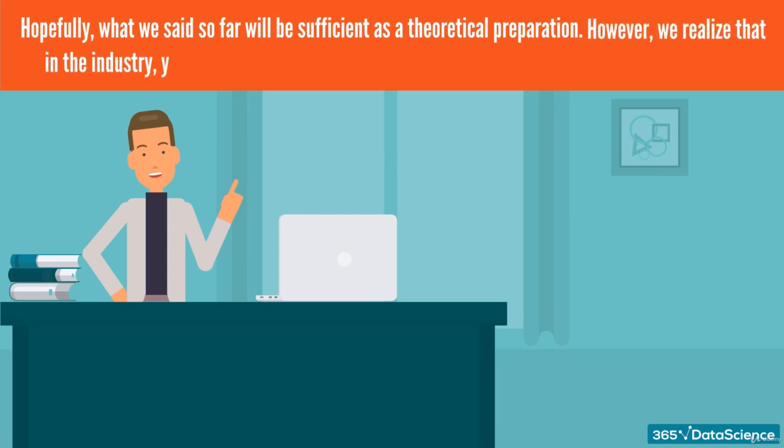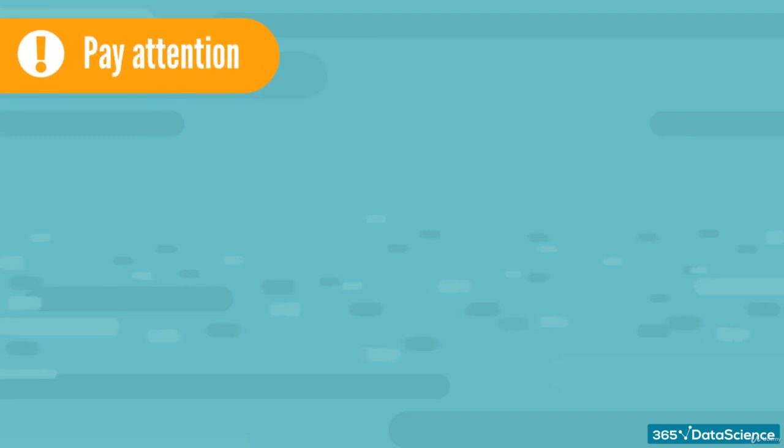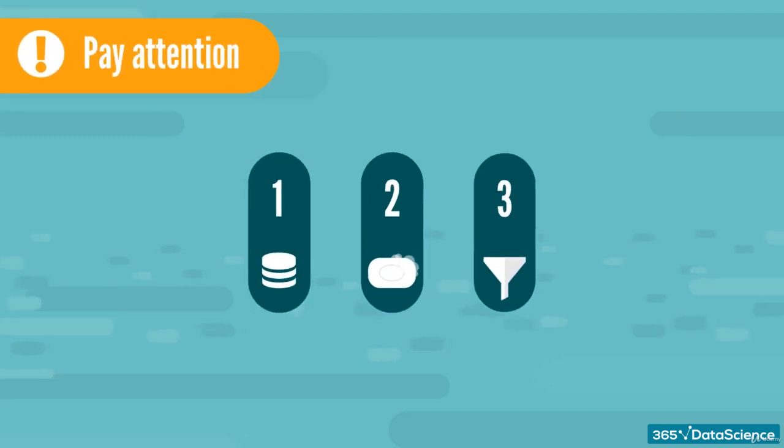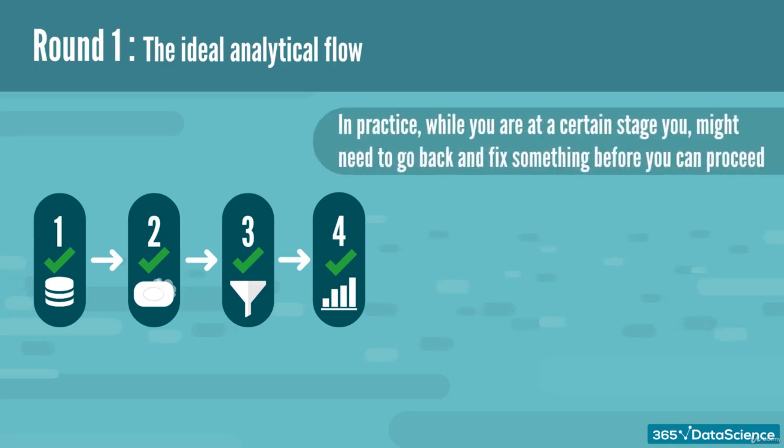However, we realize that in the industry, you will often encounter several related yet different processes and terms too. Therefore, we'd like to spend a minute on them now. First, please pay attention to how we have treated data gathering, cleaning, and pre-processing as three separate activities. We've assumed you can only proceed from one to the other when you've done the expected relevant work. Although this strategy represents the ideal analytical flow, we can actually see it only in the first round of walking all the steps, so to speak. In practice, what happens is that while you are at a certain stage, you might need to go back and fix something before you can proceed.